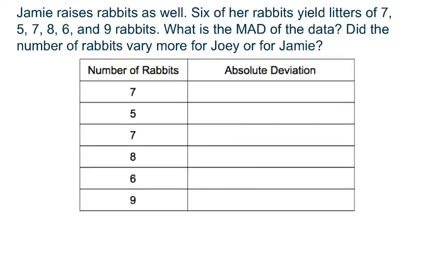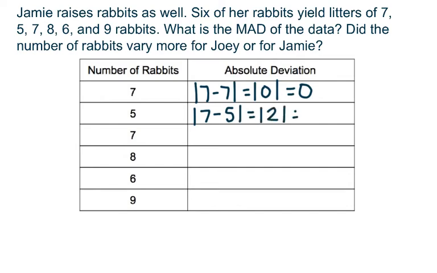Since the means are the same, it's tempting to say that the data sets are too. It's going to be up to the mean absolute deviation to help us compare the variability of each data set. Let's calculate each absolute deviation first. So the first litter yielded 7 rabbits. The absolute value of 7 minus 7 equals the absolute value of 0, or just 0. The absolute value of 7 minus 5 is the same as the absolute value of 2, or 2. Again, we have another 7 minus 7, and the absolute value of 0 is 0.